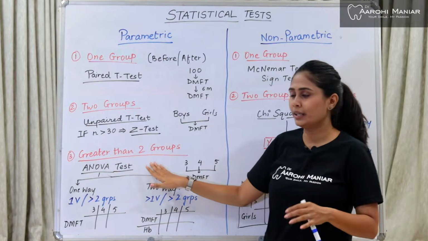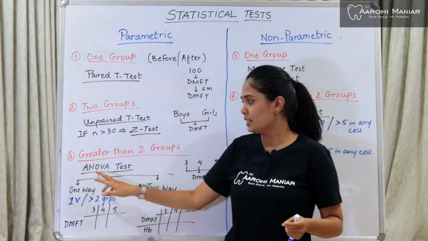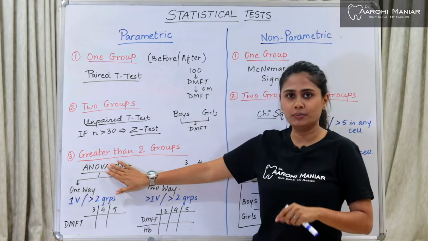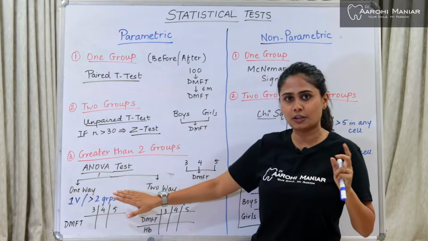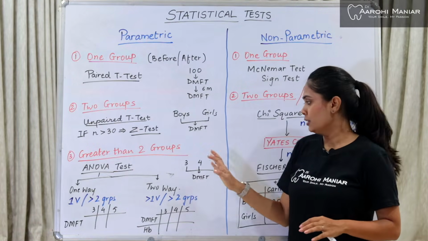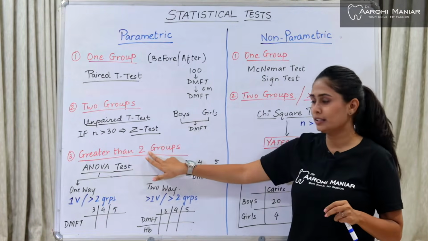Moving on further to greater than two groups, we have ANOVA test. What does ANOVA test mean? It is analysis of variance. This is just a short form. The whole thing that it means is analysis of variance. So in this again we have two different types. The first thing that we have to remember about ANOVA test is we have greater than two groups.